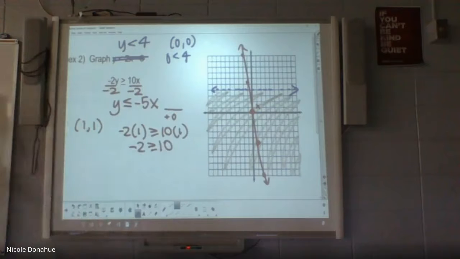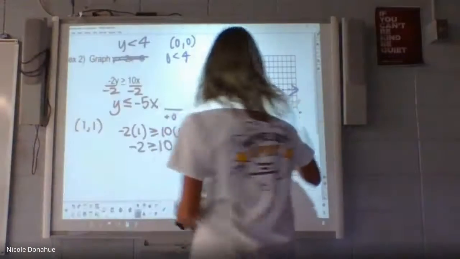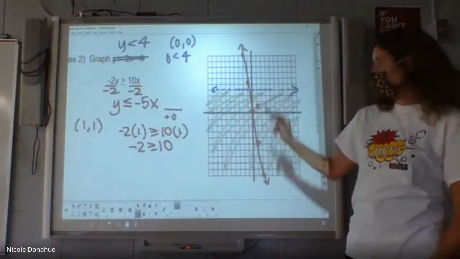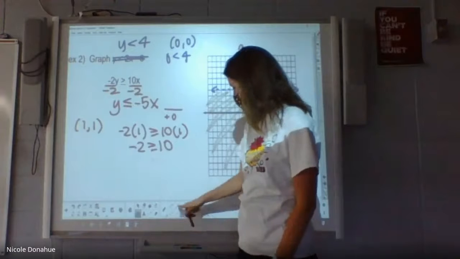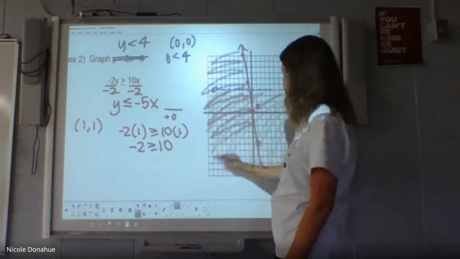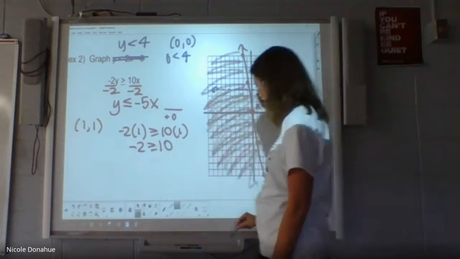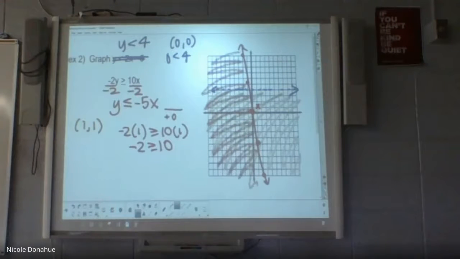Is negative 2 greater than 10? No. 1 isn't less than or equal to negative 5. So that means 1, 1 doesn't work. So we're going to shade the other side of the line. Look at that nice orange.